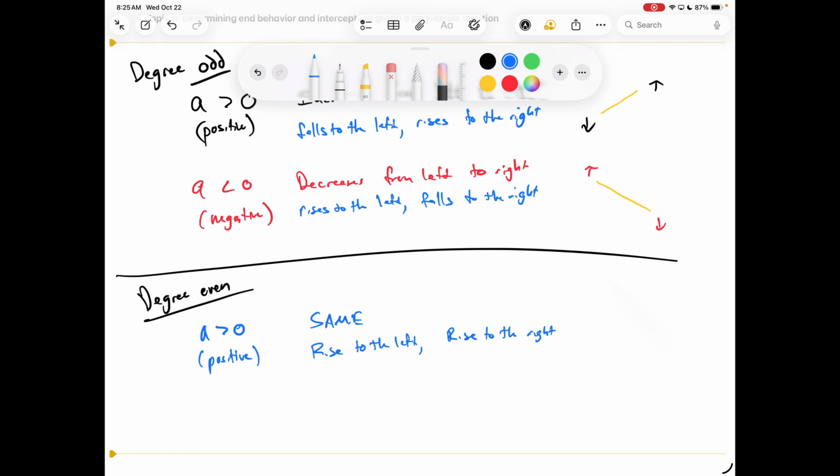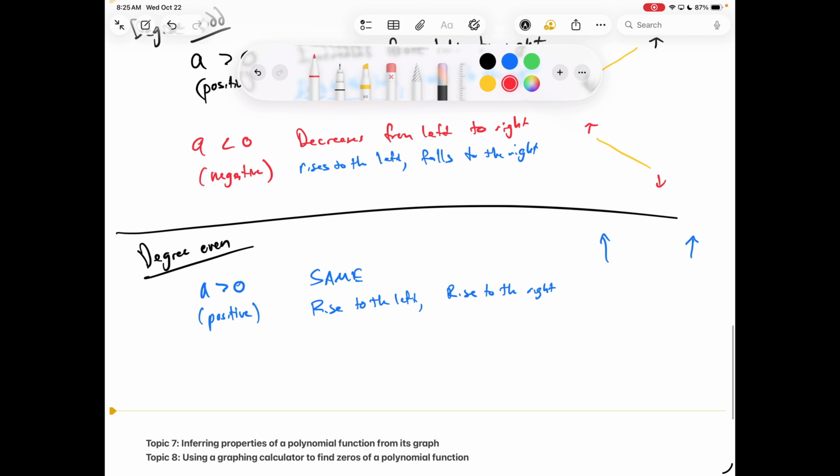This one's easy, so I just forgot about it. But think about parabolas. If I think about parabolas, they open up, so they both go up, right? The left side and the right side both go up. If A is negative, again, it's the same. They both fall.